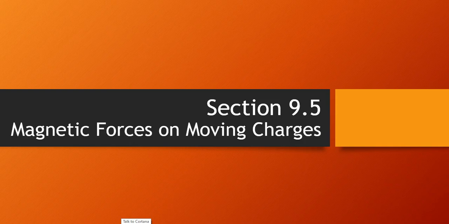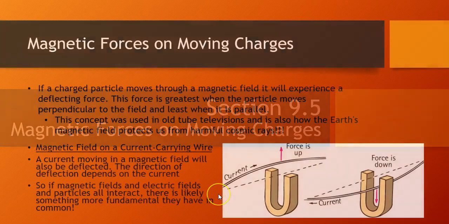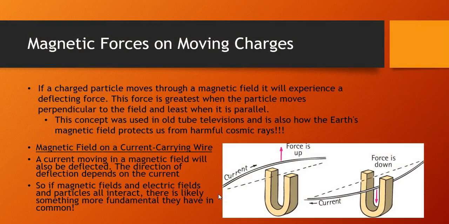Section 9.5, Magnetic Forces on Moving Charges. You've learned that magnetism is caused by intrinsic electron spin and how electrons essentially line up. So if a charged particle gets near those lined up electrons, it's going to experience a force. The magnetic field will push it.